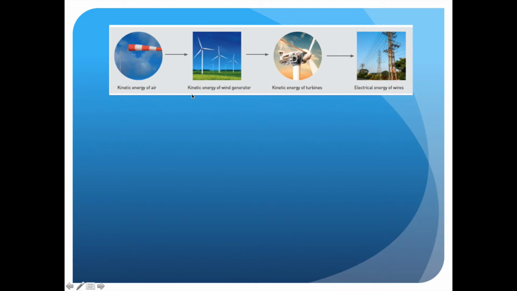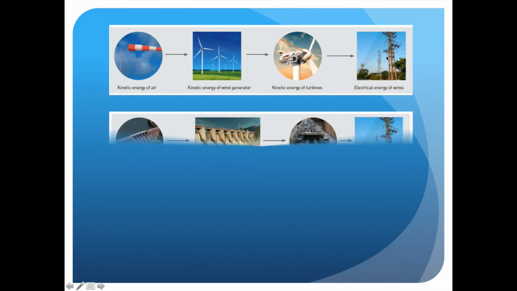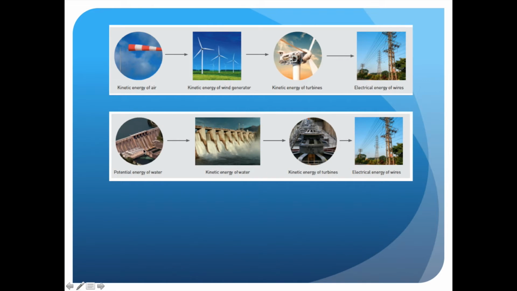If we look at this, we've got the kinetic energy of the air, which spins the big propellers, which is obviously kinetic energy because they're moving. That spinning goes into your turbine, which spins that, which is movement, so kinetic energy, and then all that spinning in there turns it into electrical energy, so we get electrical energy in the wires. We can look at the same output of electrical energy, but it can come from a different way.